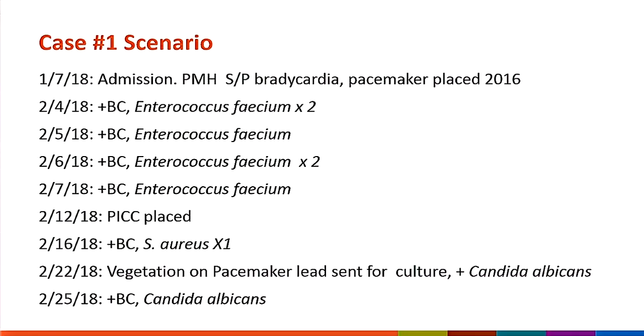On the 16th, the patient has another blood culture that's collected, and this time it's positive. One of them is positive for Staph aureus. And on the 22nd, they are investigating this, and they note that there is a vegetation on a pacemaker lead that they collect a specimen from and send for culture, and that is positive for Candida albicans. And on the 25th, we now have a positive blood culture for Candida albicans. So as I said, this is a little bit complicated case history, but not all that unusual.